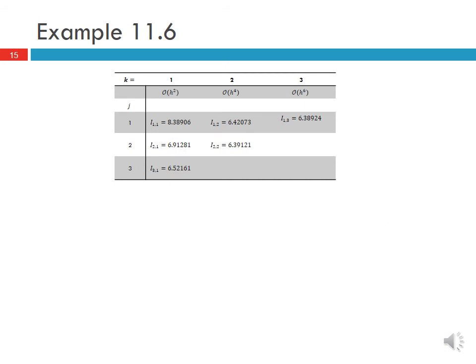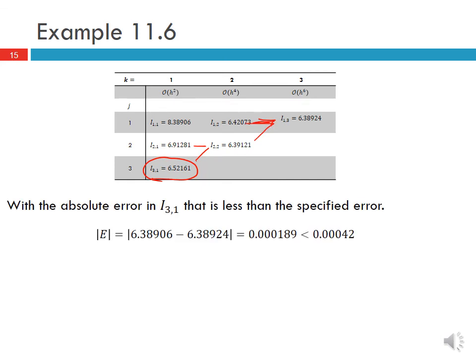So what we've done is added another estimate using the trapezoidal rule with h over 4, and then used a linear combination of these two to find another fourth order estimate, and then a linear combination of these two to find our sixth order estimate. And so we can calculate the absolute error here, which is less than our specified error. So the error with this estimate is 0.000189.